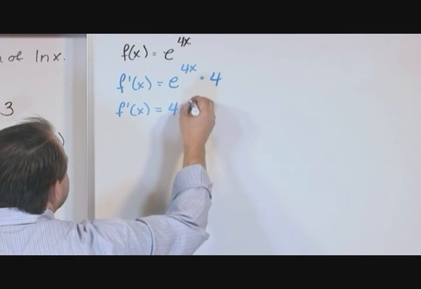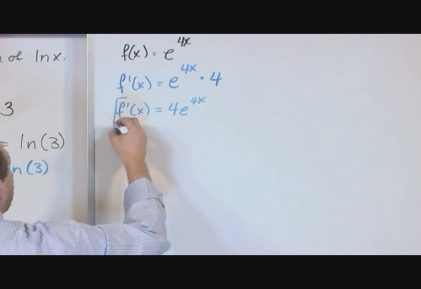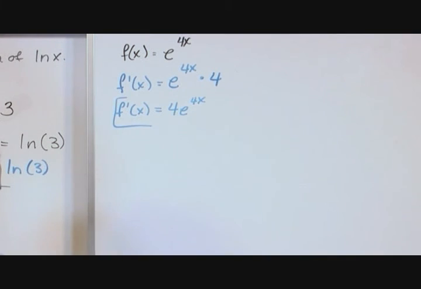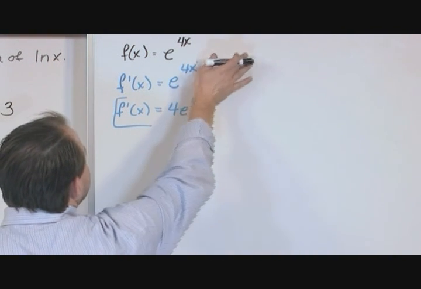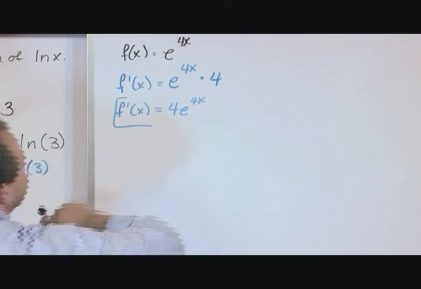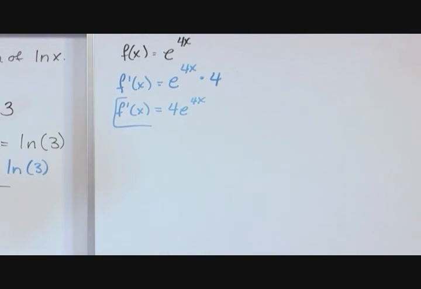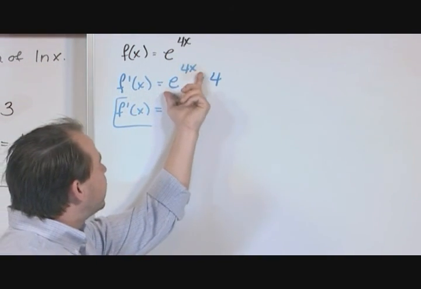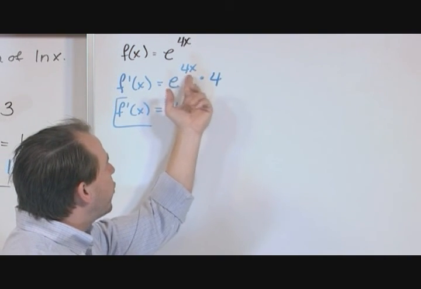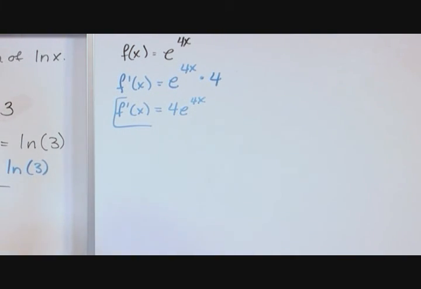It's 4e to the 4x, and this is the answer. A lot of students, when they learn that e to the x is the indestructible function, will leave it here and say, well, the answer is e to the 4x, since it's indestructible. Well, you've got to use the chain rule. That's true because this is the outside function, but the inside function is 4x. You have to multiply by that guy.